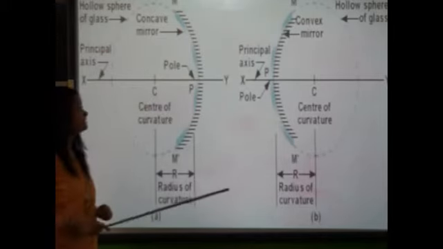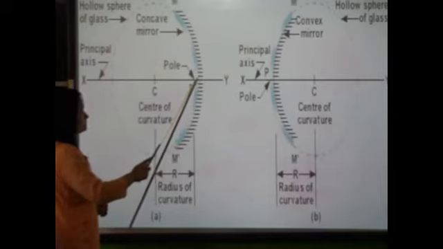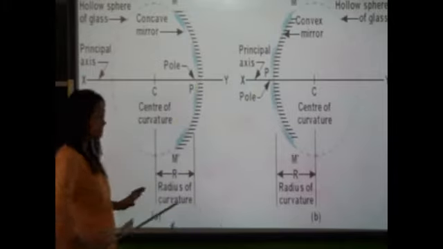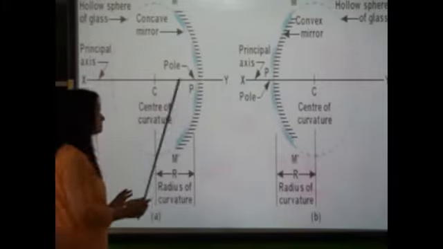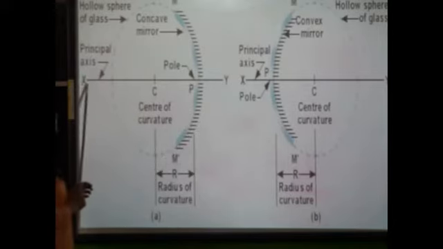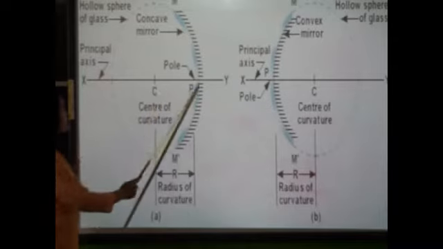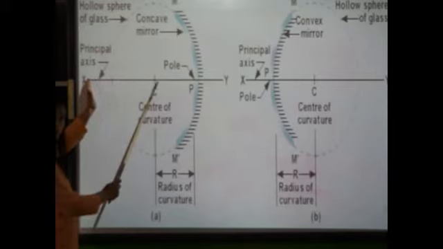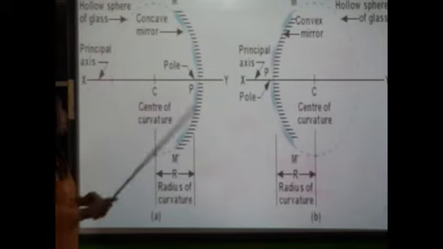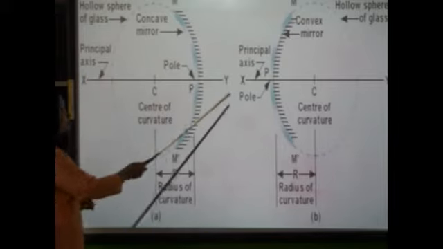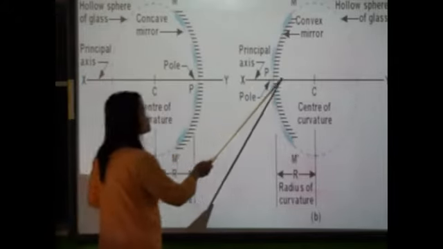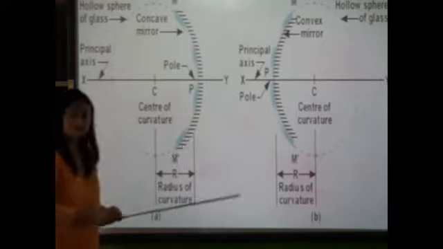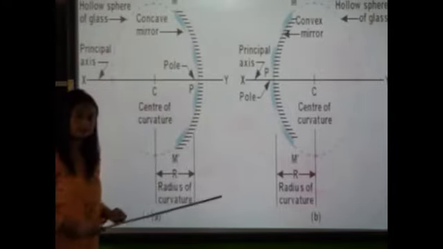The center of the mirror is called the pole, P-O-L-E, pole. This is true for both concave and convex. And when you draw a straight line passing through the center of curvature and the pole, this straight line, this black line, which passes through the center of curvature and the pole, is called the principal axis.